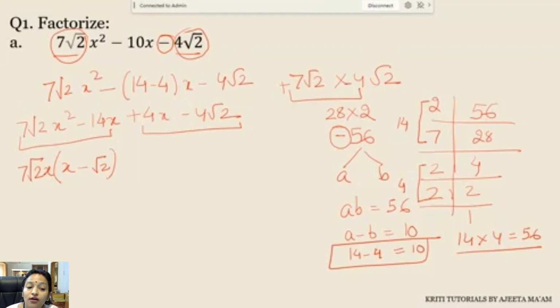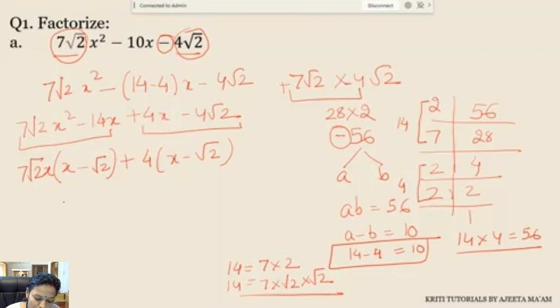What is the factorization of 14? 14 is 7 into 2, right? And what is 2? Root 2 into root 2. This is how we did the factorization for 14. So 7 root 2 common. So what is left? Root 2. Now from the next group, 4 is common. And in bracket we get x minus root 2. Now again x minus root 2 is common. So what we will get? 7 root 2 x plus 4. So this is our final answer.